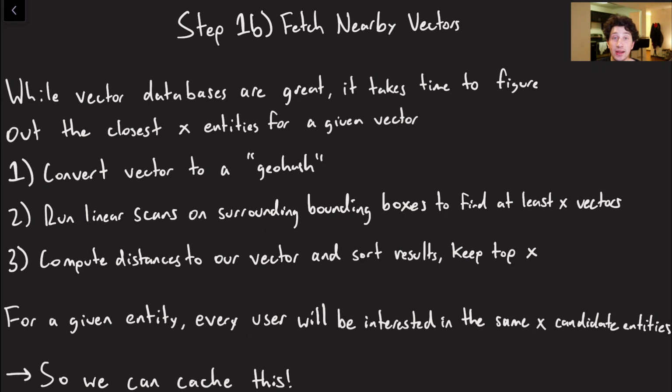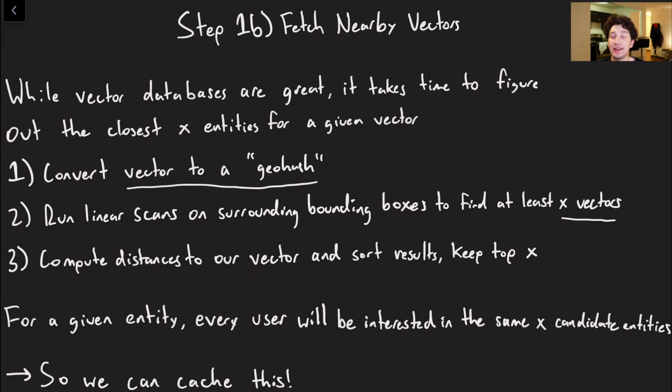However, there are some problems with this. So vector databases are great, and they make for very good generalizable queries. However, we should keep in mind that this process of actually finding the closest vectors for a given vector is not so simple, right? The first thing we have to do is convert a vector to a geohash, which takes logarithmic time relative to the number of bounding boxes. From there, we have to read all of the surrounding bounding boxes of our vector's bounding box in order to find some of the closest vectors, right?